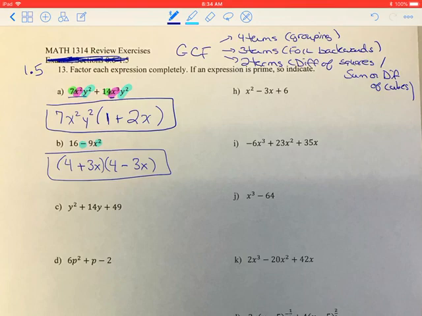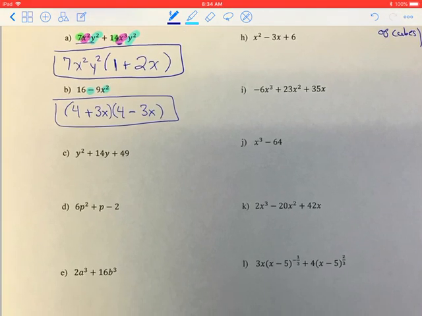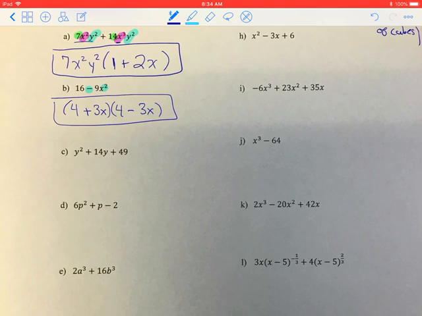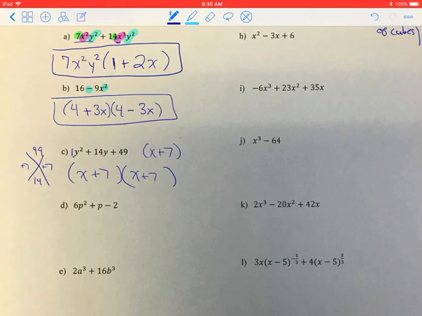Now if we move on to C, we do not have any common factors there. It's a trinomial, so I'm thinking about FOIL backwards. Notice my leading coefficient here is a 1. So those are the easy ones to factor where you don't have to do grouping. So I'm looking for numbers that multiply to be 49 and add to be 14. So those both need to be 7. So that'll just be x plus 7, x plus 7. I could also write that as x plus 7 squared.